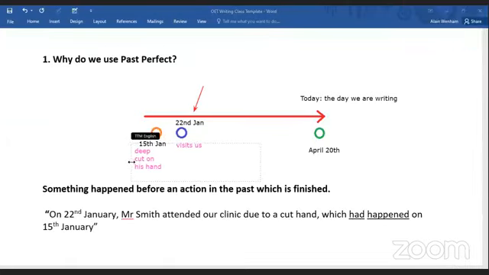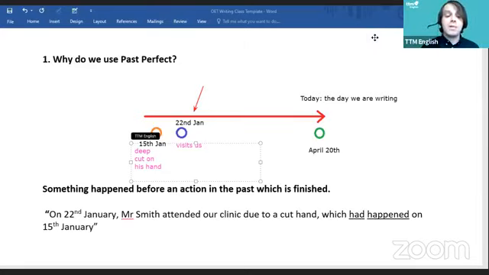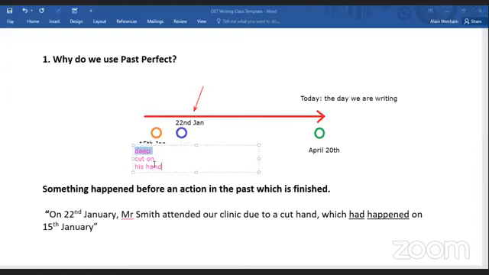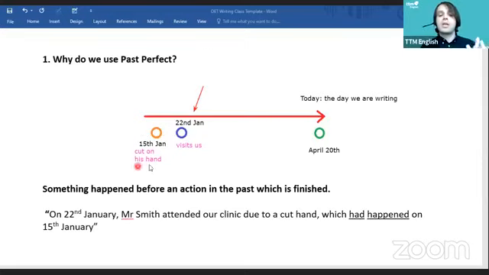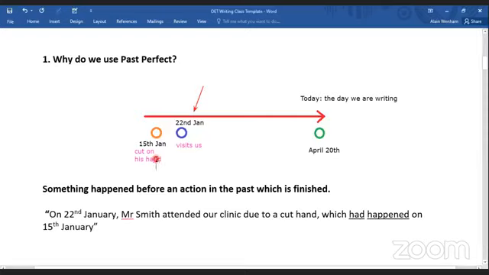Alan, the first time it's happening is the 15th of January. It's the only time it happened. It's just one cut on his hand. Finished. And after, the second is happening on the 22nd, and it's just a cut on the hand. He's not continually cutting his hand, right? It's just happened one time, so it's one finished cut on the hand.